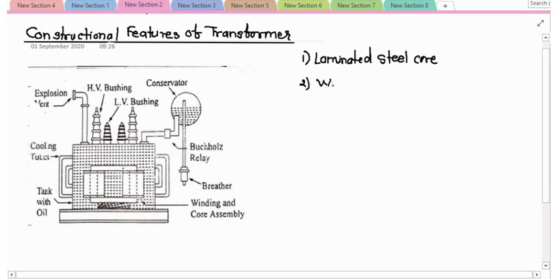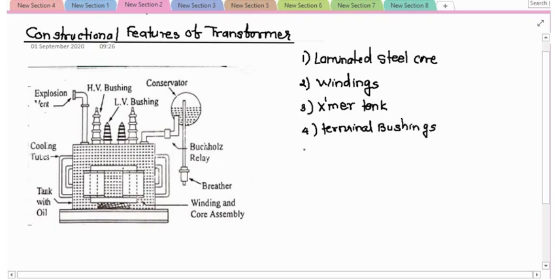Second, windings. It includes primary as well as secondary windings. But with increase in the size or the capacity of the transformer and the operating voltage, it also needs the other parts such as transformer tank, terminal bushings, conservator. All these parts are shown in the figure. One by one I will explain you.